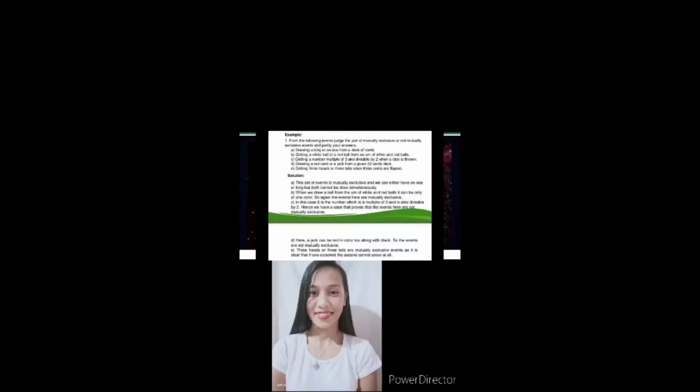So the solution: here a jack can be read in color 2 along with black. So the events are not mutually exclusive.